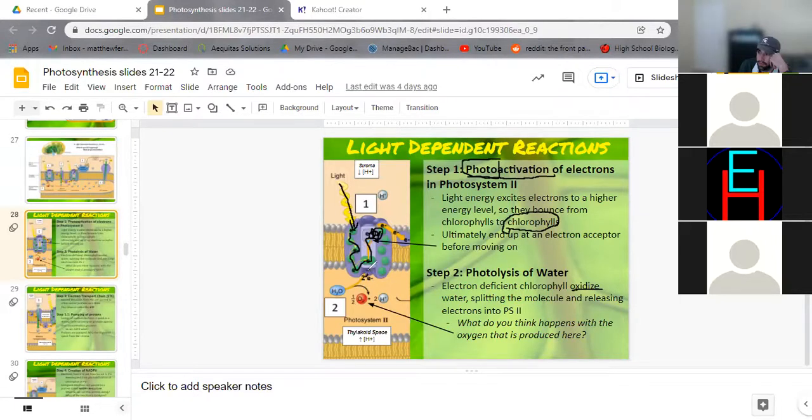When that happens, electrons are moving into photosystem 2, and additionally, the single atom of oxygen is now ready to make a bond to another atom of oxygen to make oxygen gas. And 2 protons are added into the thylakoid space. This is the thylakoid space.